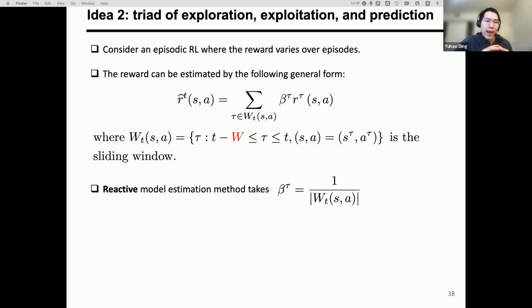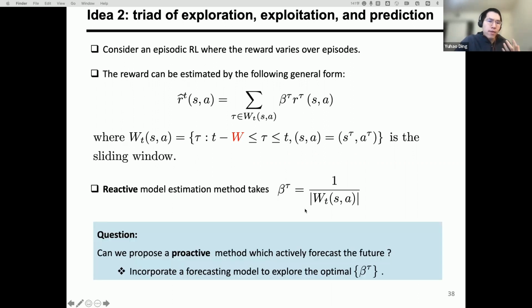In most of the reactive-based methods, this parameter beta t is just a simple average. It just takes a simple average of a window near the current time to make an estimation. However, what if we use a proactive-based method, in which we actively forecast the future? For example, we use some forecaster to forecast this reward to build a model and then make a decision.